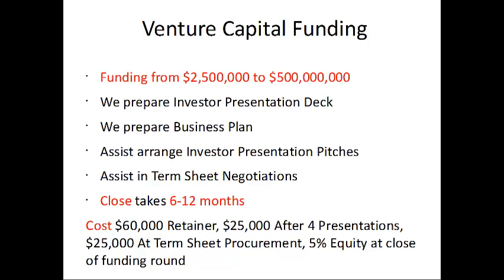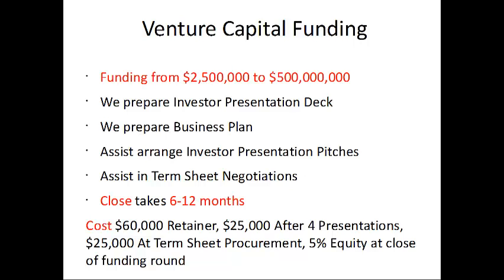Venture capital funding is for individuals that are looking for funding amounts from $2.5 million upwards and onwards to $500 million. In terms of who these individuals are, these would be individuals like pension funds, private equity groups such as Blackstone and the Carlyles and those types.